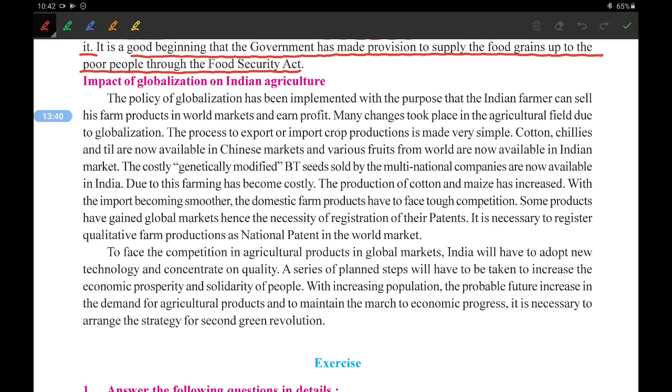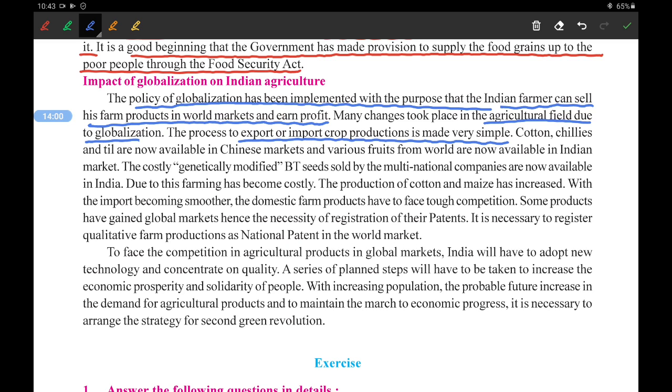Now we are going to see the impact of globalization on Indian agriculture. The policy of globalization is implemented with the purpose that the Indian farmer can sell his farm products in the world market. Many changes took place in the agriculture field due to globalization. The process of export and import of crop production is made very simple. Right now any person can export or import things needed from another country, or sell to another country too. Cotton, chili and til are now available in the Chinese market, and various fruits from the world are now available in the Indian market.